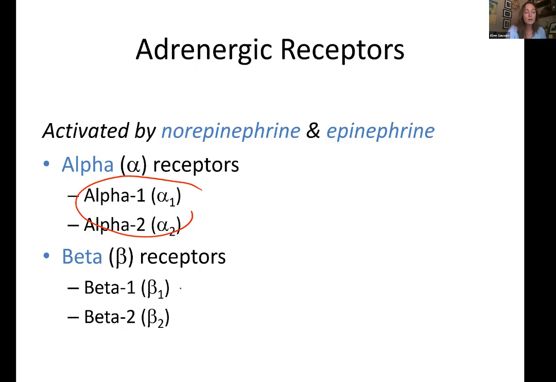There's alpha 1, beta 1, and so on. There's many more than beta 1, beta 2. But there's even further subgroups.